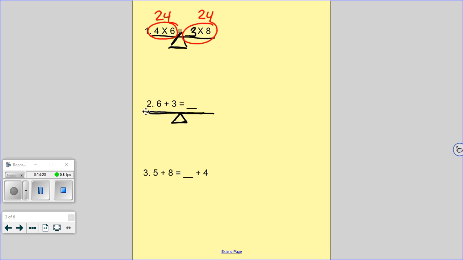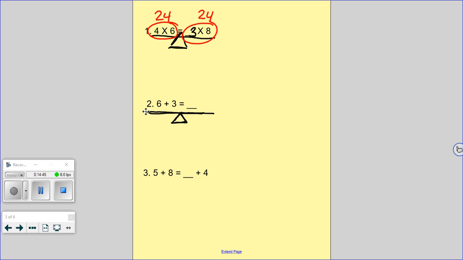Sound appropriate because it's going over the root. So I have 6 plus 3 equals box. I put my balance, my triangle, right at my equal sign.